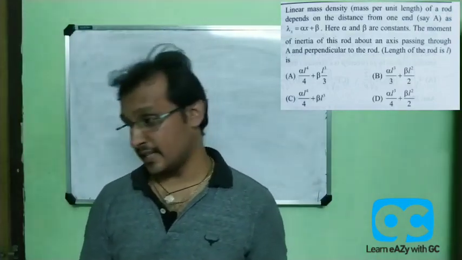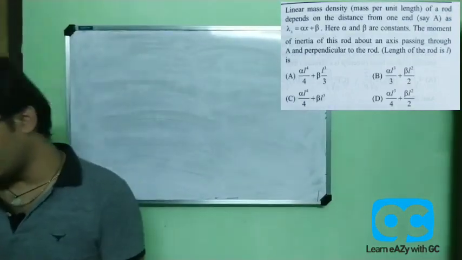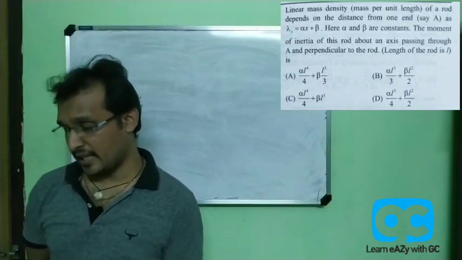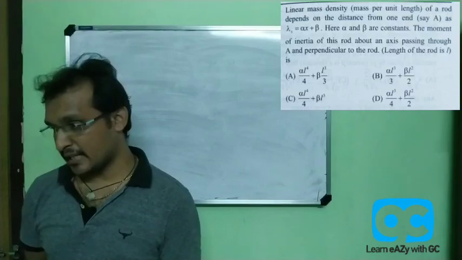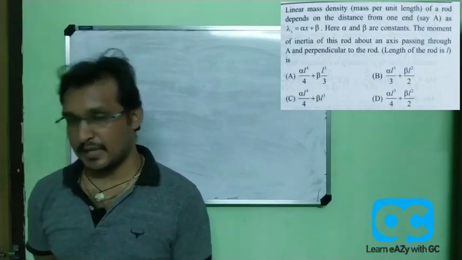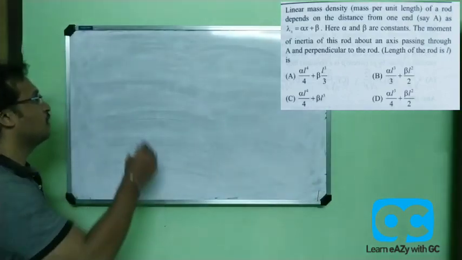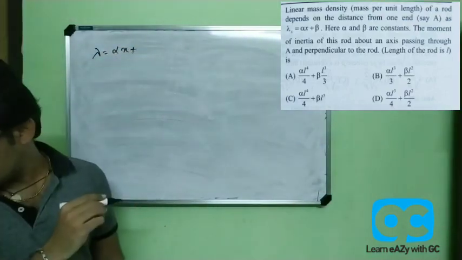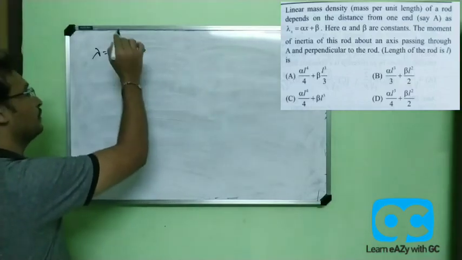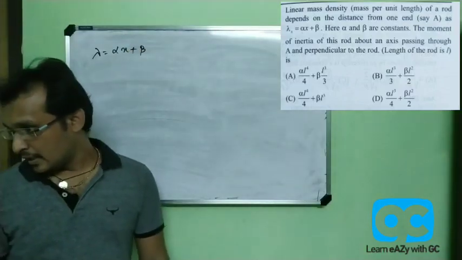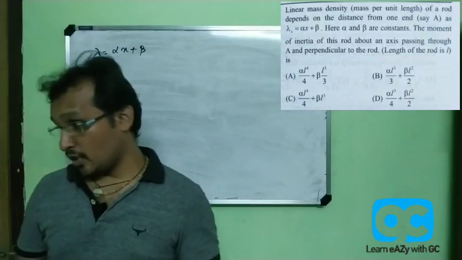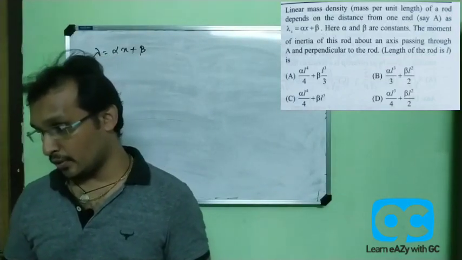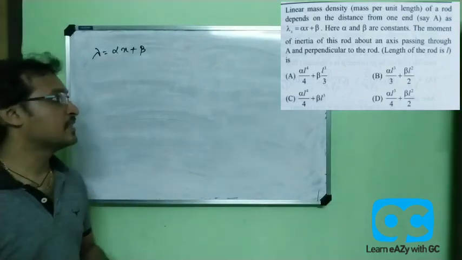Linear mass density is given. Linear mass density means mass per unit length of a rod, which depends upon the distance from one end, say A, as lambda of x equal to alpha x plus beta, not b, beta, for alpha and beta constants. Find the moment of inertia of the rod about an axis passing through end A and perpendicular to the rod.